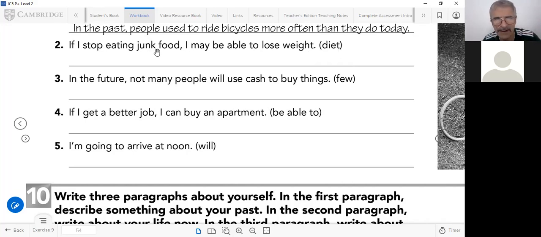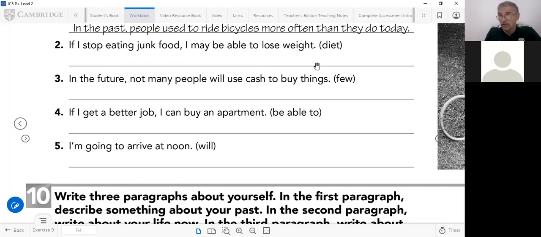Observe that it is not necessary to mention junk food, right? Or eating as the verb, or stop, because you can say, if I change, you understand change? My diet, if I change the diet, and that's it. You are replacing this by changing my diet. If I change my diet, I may be able to lose weight. Okay? Do you understand?